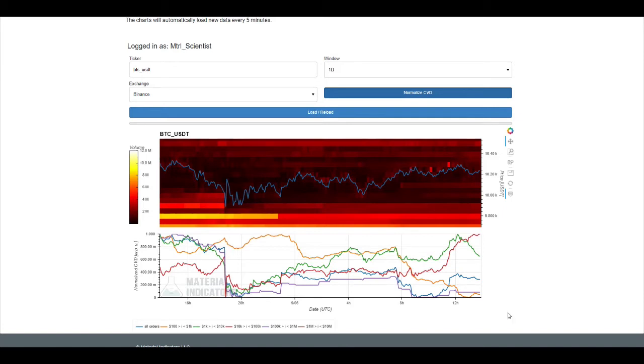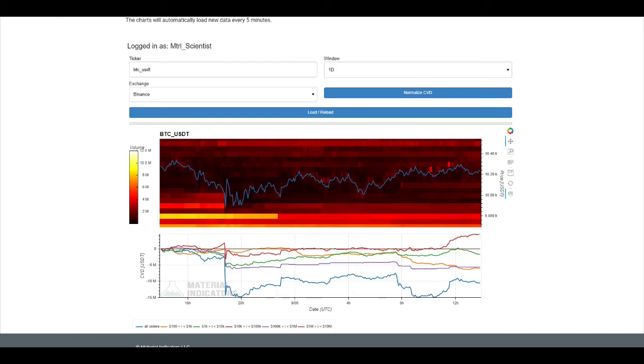However, because the impact of those orders only make up a small fraction of the entire CVD, we've had to normalize this. But you can switch this by just hitting this normalize CVD button and going back to absolute units. So here you can see that yesterday around 8 p.m. there was a CVD of minus $15 million. And for example, this red curve is currently at a net plus of $4.5 million.